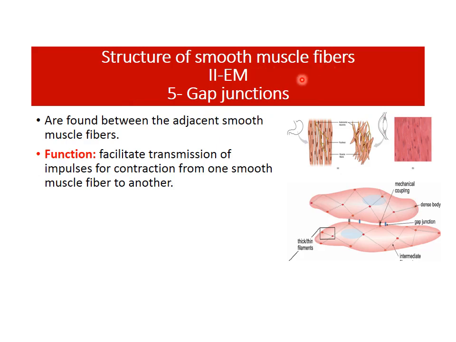In the structure of a smooth muscle fiber, gap junctions appear by electron microscope between the adjacent smooth muscle fibers. What is the function of gap junction? It facilitates transmission of the impulse for contraction from one smooth muscle fiber to another.